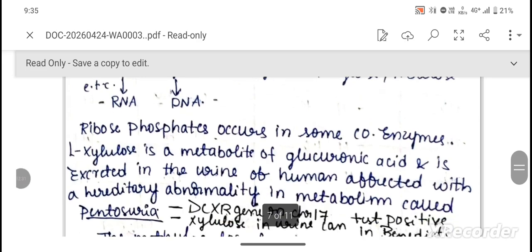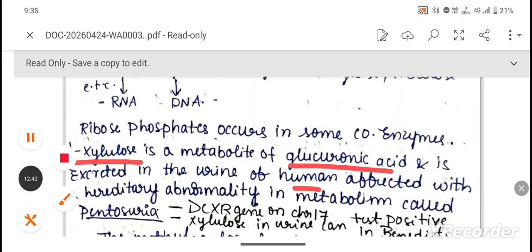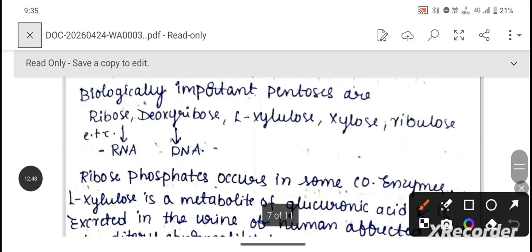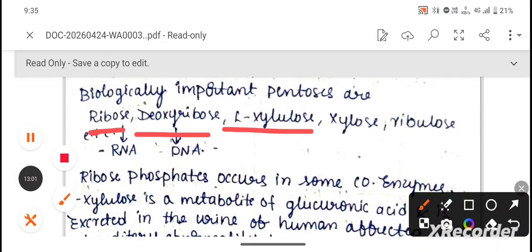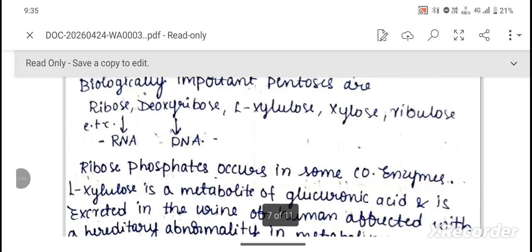Ribose phosphates occur in some coenzymes. L-xylulose is a metabolite of glucuronic acid and is excreted in the urine of humans affected with a hereditary abnormality in metabolism called pentosuria. Among these, you can observe the pentose sugars ribose, deoxyribose and xylulose in humans as well. Ribulose you can find in plant metabolic pathways like the Calvin cycle.